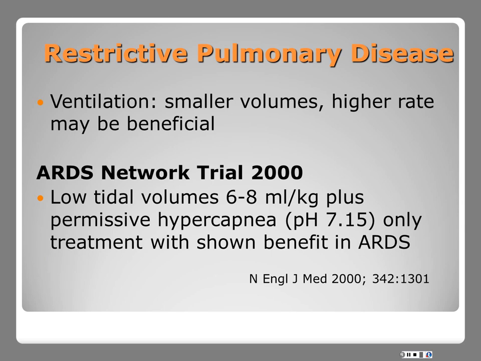Ventilation strategy for these patients: smaller volumes, higher rate, may be beneficial. There has been this ARDS network trial in 2000, which everybody has been citing for the last 10 years, because we don't have any other successes in ARDS. That was the study that showed that low tidal volumes of 6 to 8 ml per kilo plus permissive hypercapnia, they allowed down to a pH of 7.15, were the only shown treatment with benefit in ARDS patients, actual survival benefit. And that has now been applied to other restrictive diseases as well.